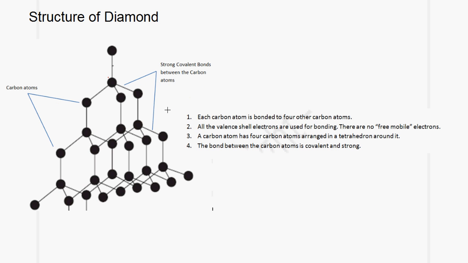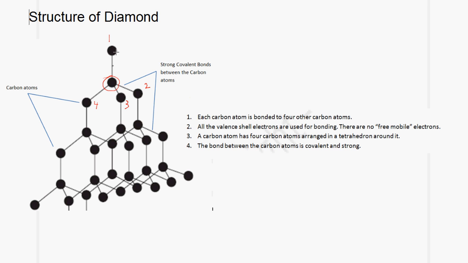Let us now look at the structure of diamond. Each carbon atom is bonded to 4 other carbon atoms. So if we look at this carbon atom here, we have 1, 2, 3, 4 carbon atoms. So all the valence shell electrons are used for bonding. There are no free mobile electrons. A carbon atom has 4 electrons, 4 carbon atoms arranged in a tetrahedron around itself.